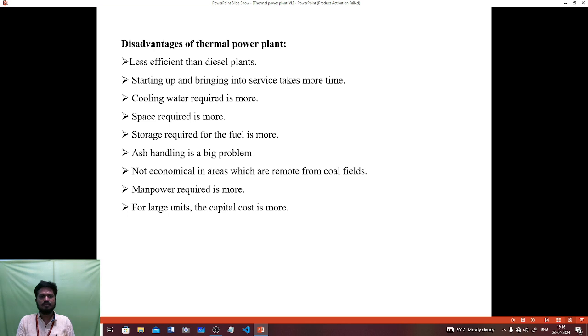And ash handling is a major problem in a steam power plant, and it is not economical in areas which are remote from coal fields, and more manpower is required compared to other power plants. For large units the capital cost is more.